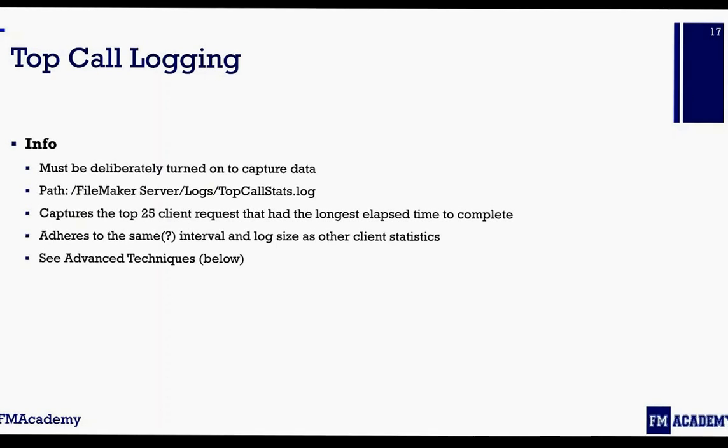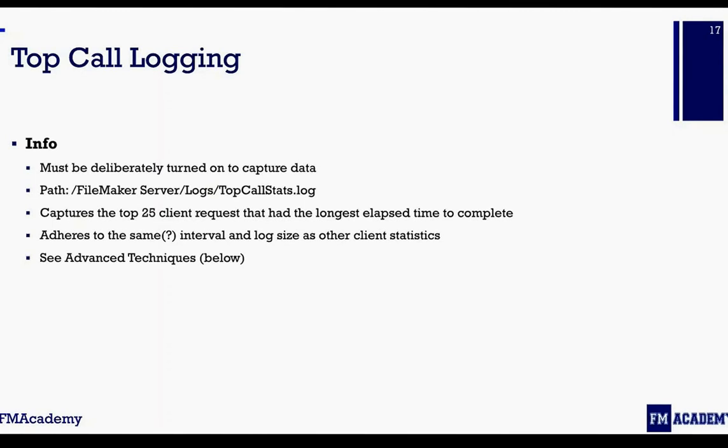So basically, Top Call Logging is a new client statistics feature that you enable deliberately on FileMaker Server. It writes the data for the top call stats into a particular log. The path is there on the screen, along with all the other logs in the FileMaker Server logs folder. It captures the top 25 client requests which took the longest time to complete. So when this is turned on, it's monitoring and capturing, with whatever interval setting you've got, the top 25 slowest requests to a client during that period.